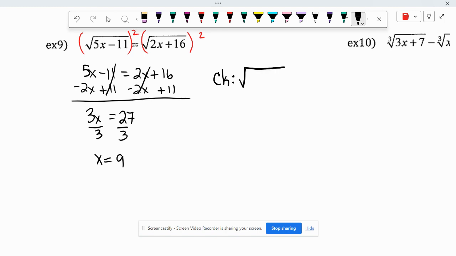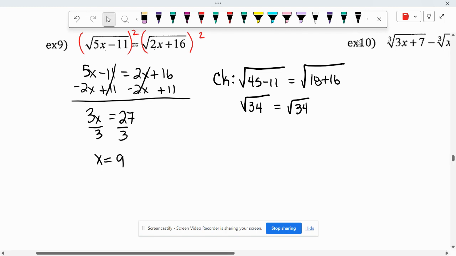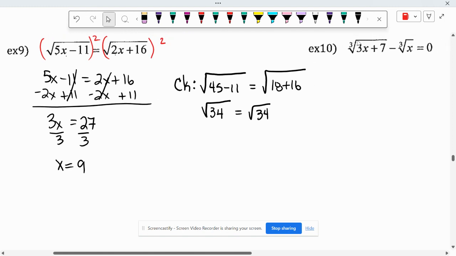Let's check that. We have the square root of 5 times 9 is 45 minus 11 equals the square root of 2 times 9 is 18 plus 16. What is 45 minus 11? And what is 18 plus 16? 34. Square root of 34 equals the square root of 34.